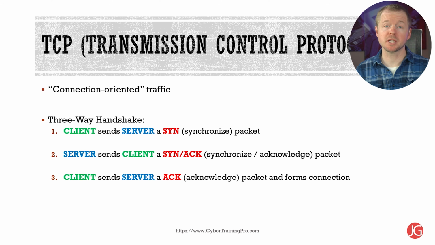TCP, or the Transmission Control Protocol, provides connection-oriented traffic, and it guarantees that traffic is delivered. TCP uses something called the three-way handshake, where the client initiates a connection by sending a SYN, or a synchronized packet. The server then sends back a SYN-ACK, or a synchronized acknowledge packet, and then the client sends an acknowledge, or an ACK packet, to complete that three-way handshake and establish the connection.